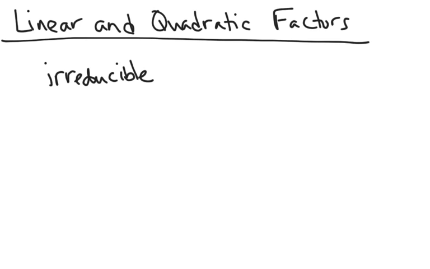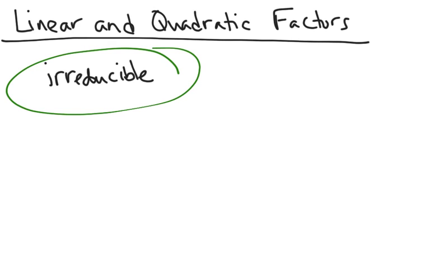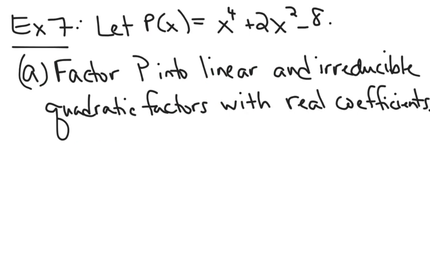So when you have a quadratic factor left over, under the real number system, we say that it's irreducible. But it's only irreducible over the real numbers. If you're given permission to factor it over the complex numbers, then it's not irreducible. So let p of x equal x to the fourth plus 2x squared minus 8. And I want to start this problem off by factoring p into linear and irreducible quadratic factors with real coefficients. In other words, we're going to factor this under the real number system.